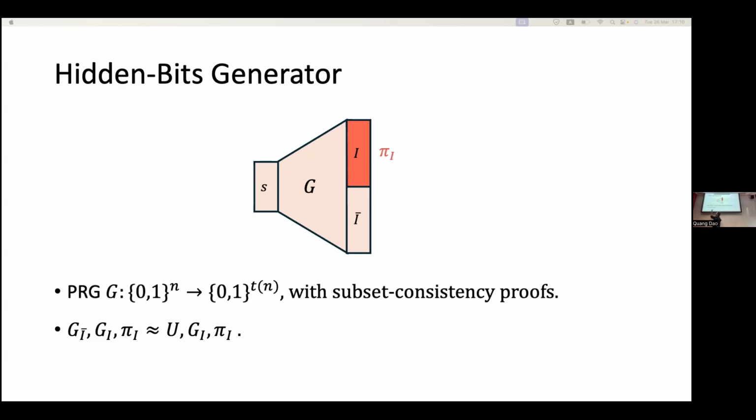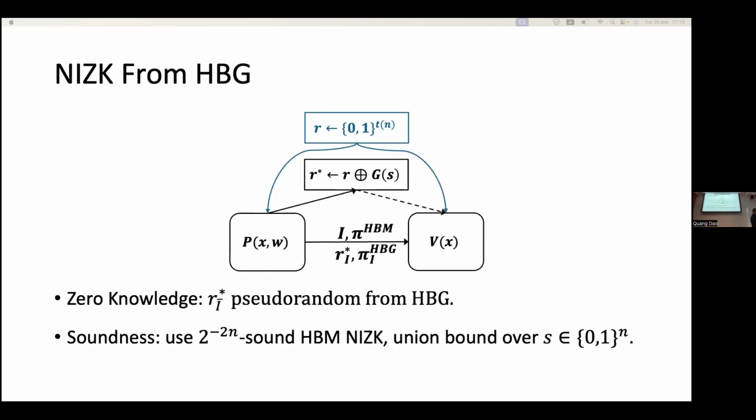Okay, what we want is that no matter what subset I I choose, non-adaptively, before seeing anything, you choose the subset I at first, and then when you reveal the bits corresponding to subset I and the proof of consistency, the other bits should remain pseudo-random. Okay, this is what we want to implement in the CRS model in order to get NIZK in the CRS model. Now, why can we construct NIZK in the CRS model from a hidden bits generator?